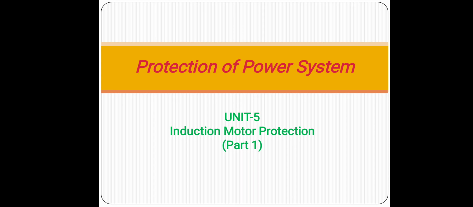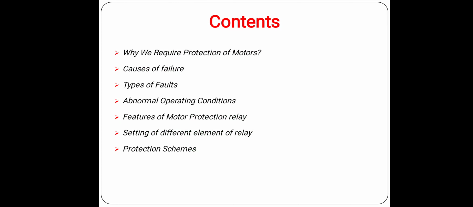So now we move to the first slide, that is what we will cover in this lecture. Why we require protection of motors, what are the causes of failures, what are the different types of faults, what are the different abnormal operating conditions that occur in operating of induction motor, features of motor protection relay, that means what features the motor protection relay has which we will use for protection of induction motor, what are the different types of setting of different elements of the relay which is used in protection scheme of motors, and what are the different protection schemes we will use for protection of induction motor.